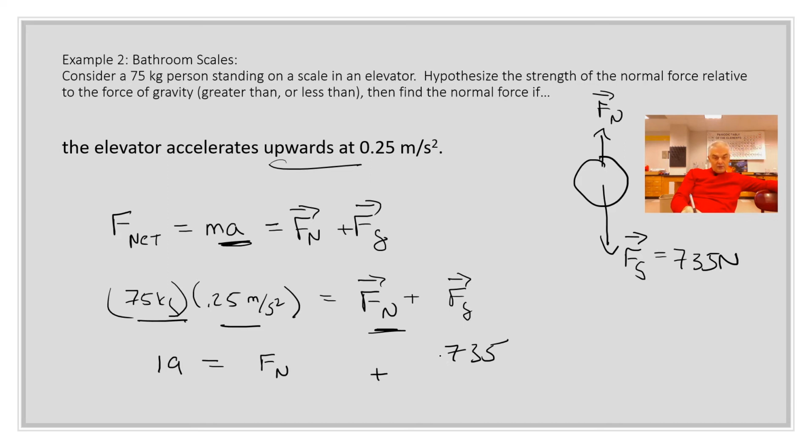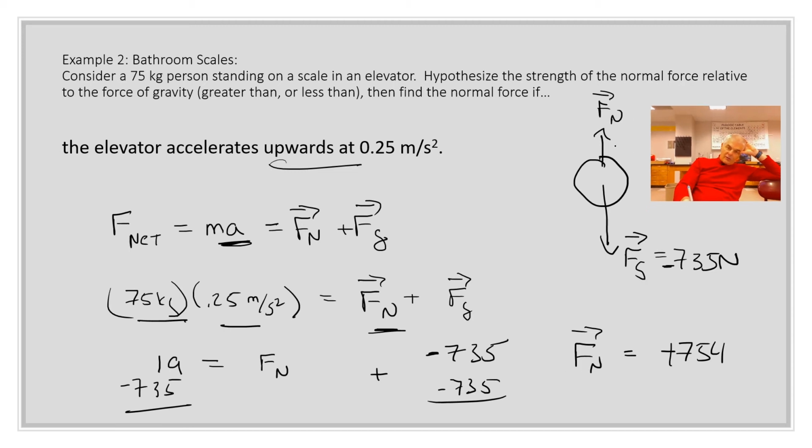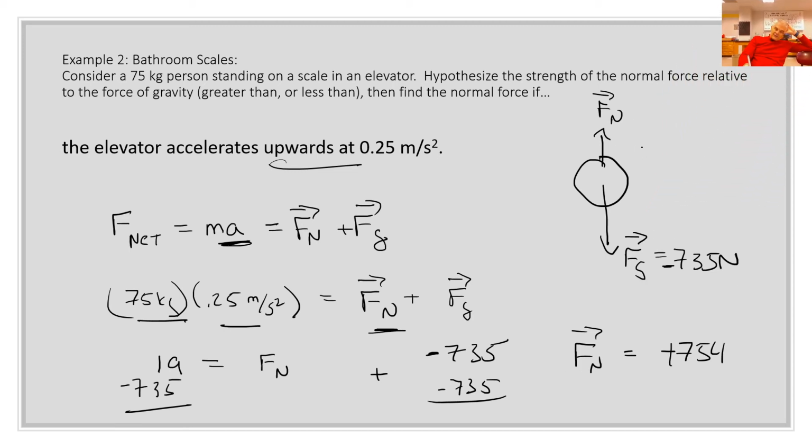So what we're going to do is subtract 735 from both sides, right? And 19 minus 735 equals, so the normal force here would be equal to negative 754. And I realize I've just got my signs wrong. The force of gravity is actually negative, so if this is actually negative, anyways, then you'll end up with positive 754. I messed up. So the normal force is actually bigger because of the acceleration.